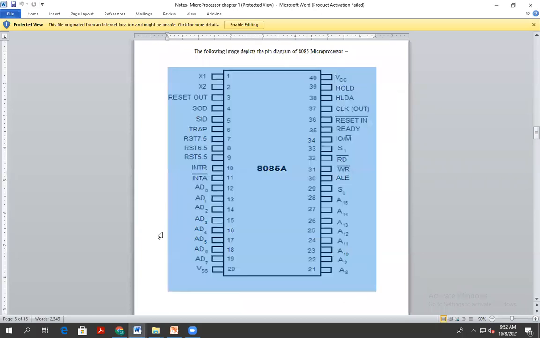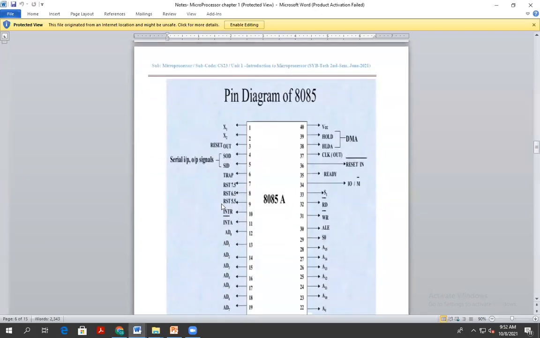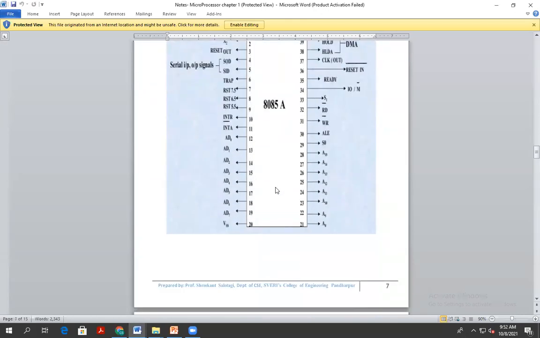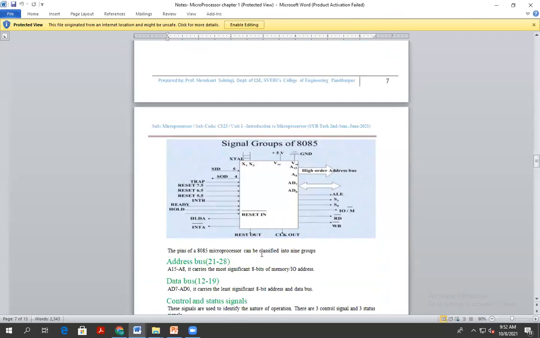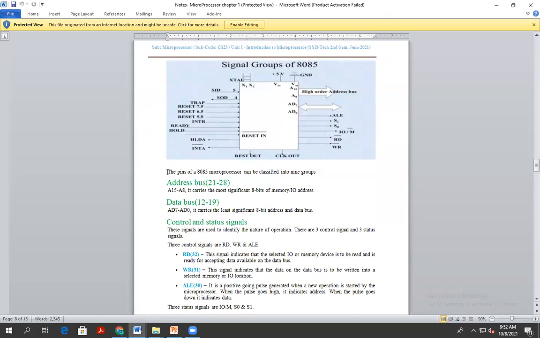So here, see, this is also correct. In this also you have to draw, either this one you have to draw. Both are same, both you will get marks, no problem. So this is signal groups. Once we explain all these pins, next we will go to this. So here, the 8085 microprocessor pins, we have to explain in groups.